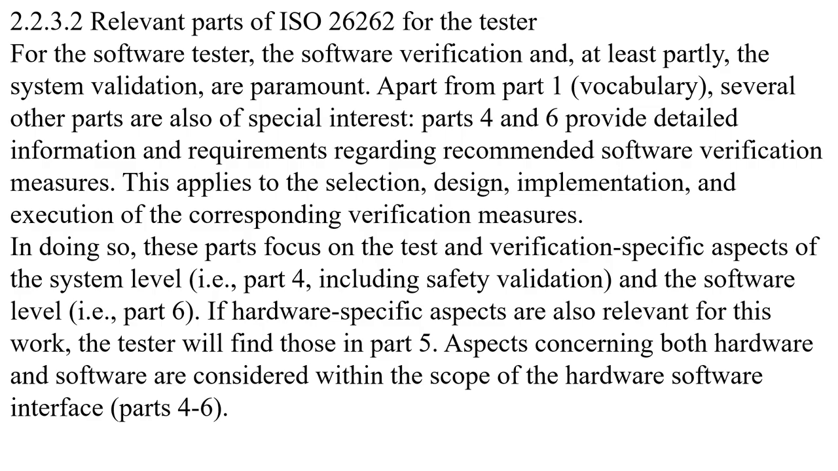In doing so, these parts focus on the test and verification specific aspects of the system level, including safety validation, and the software level. If hardware-specific aspects are also relevant for this work, the tester will find those in Part 5. Aspects concerning both hardware and software are considered within the scope of the hardware-software interface, in Parts 4 and 6.